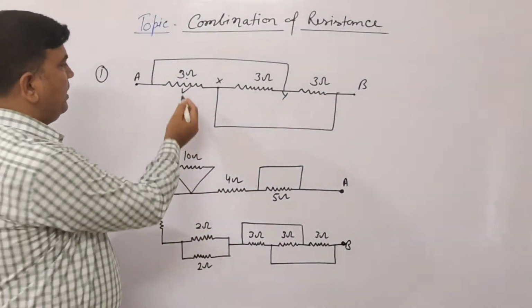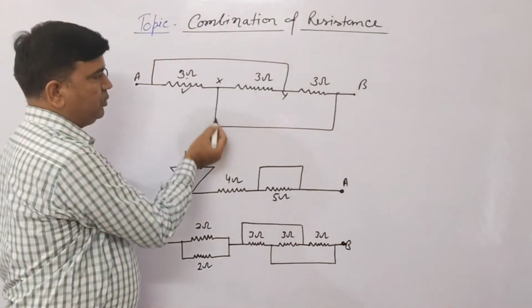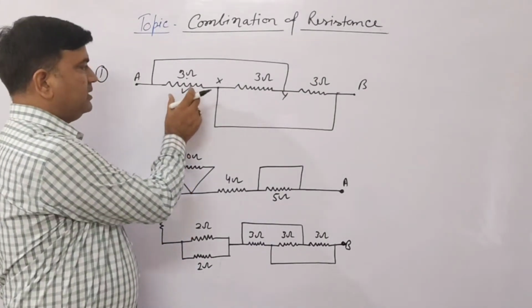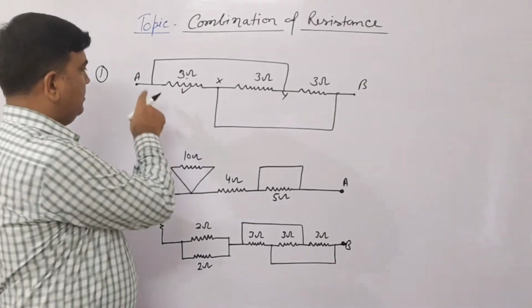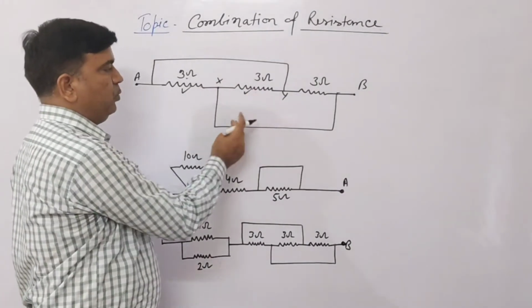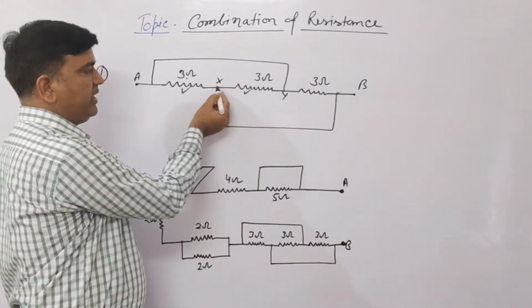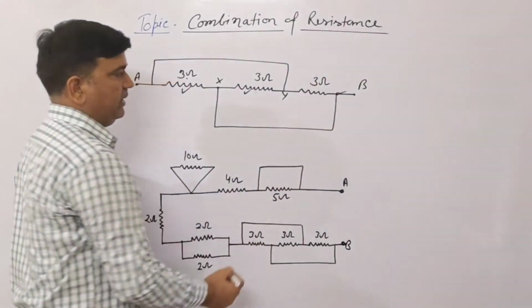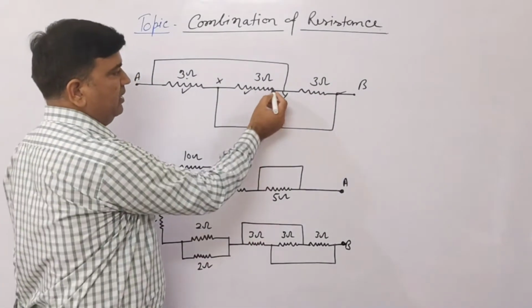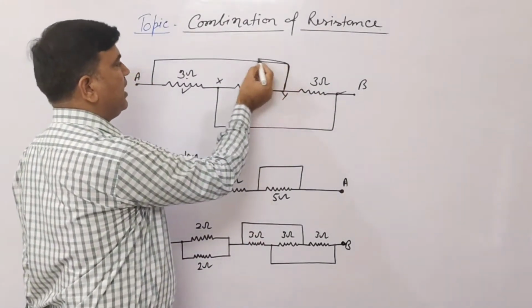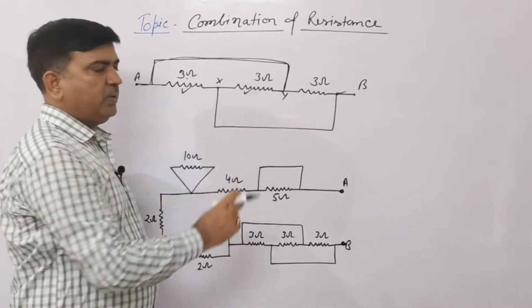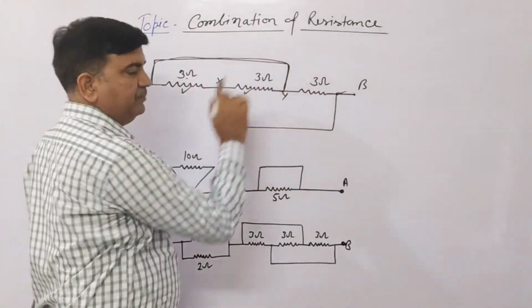So it is clear: one terminal of this resistance is joined with point A, and the other terminal is joined with point B. So the 3 ohm resistance is joined between the 2 points, A and B. Now see the second resistance. One terminal of the second resistance is also joined with point X, and X is joined with point B. The other terminal is joined with point A. So the second resistance is also joined between the 2 points A and B.